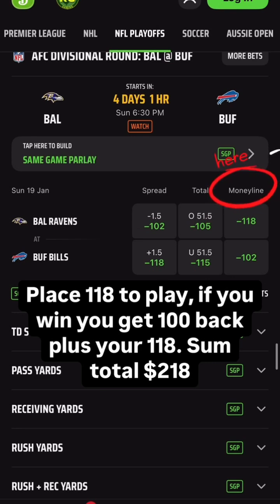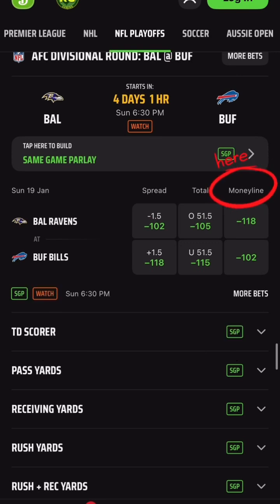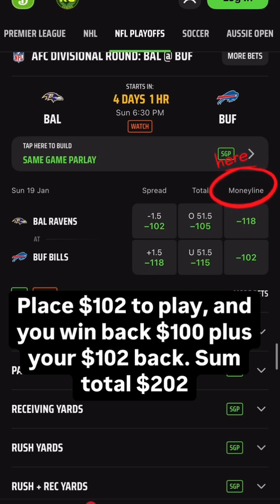And the same thing applies to the Buffalo Bills. So underneath the Buffalo Bills money line, I need to place $102 to play. And I will win back 100 if they win, plus the 102 that I originally placed. Now, remember, you don't have to put in 102. You could put in however much you want or however much they allow you. They have a limit of how much you could put in or how little you could put in. So it's up to you, and then you get a percentage like that.